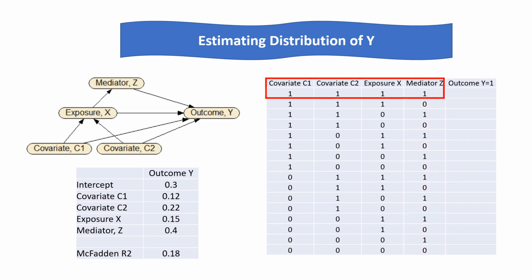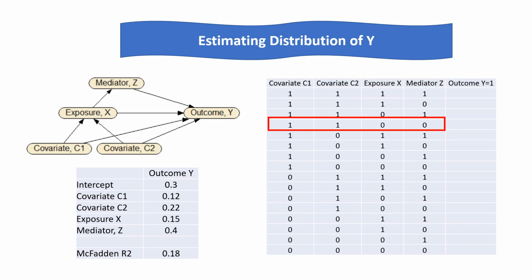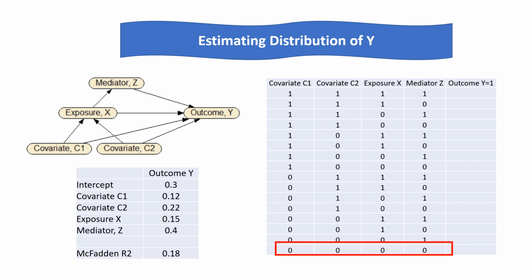Each row corresponds to one combination. The first row shows the combination where all predictors are present. The fourth row shows situations where the 2 covariates are present but the exposure and mediator are absent. The last row shows the situation where none of the predictors are present.